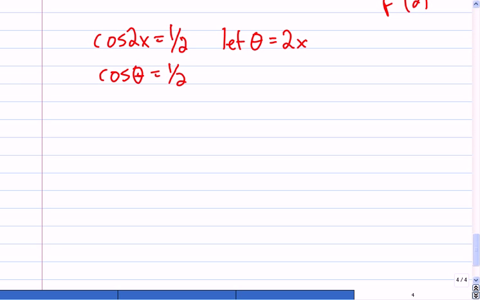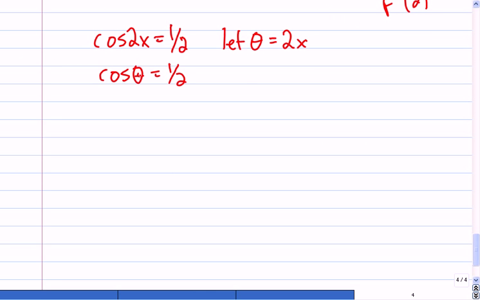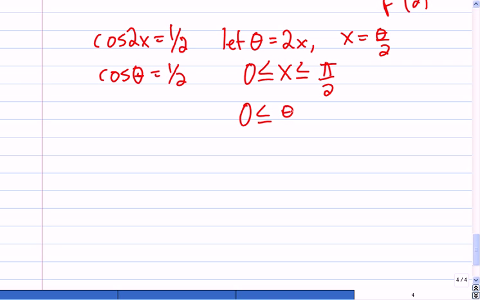Let theta equal 2x. And remember, we had to keep track of the bounds here. So from 0 less than or equal to x less than or equal to pi over 2. And if that's true, then x is theta over 2. So I can make a replacement here, and now my bounds, multiplying by 2, go from 0 to pi. Hopefully it's jogging your memory a bit. It's been about a month or two since we've talked about this.